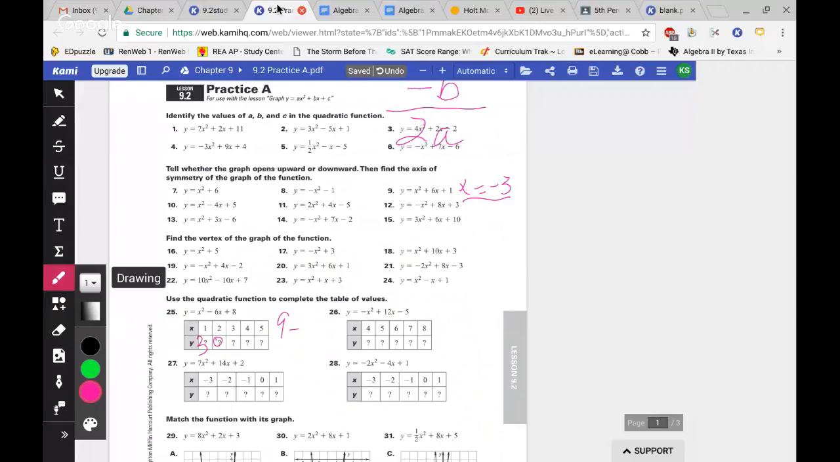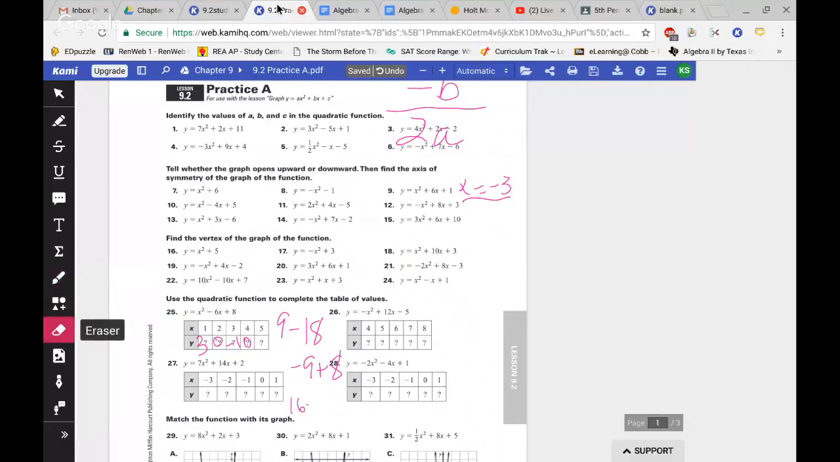Let's see if my simple math is any better this time. Minus 18, because 6 times 3 is 18. So that's going to give us negative 9 plus 8. So that's going to be a negative 1. Is that what you got too? Yes, ma'am. And then 4 squared is 16. Minus 24 is 8. Plus 8, that's going to be 0 again. And you know what? I'm going to guess 3. Oh yeah. Yes, because it has to mirror.